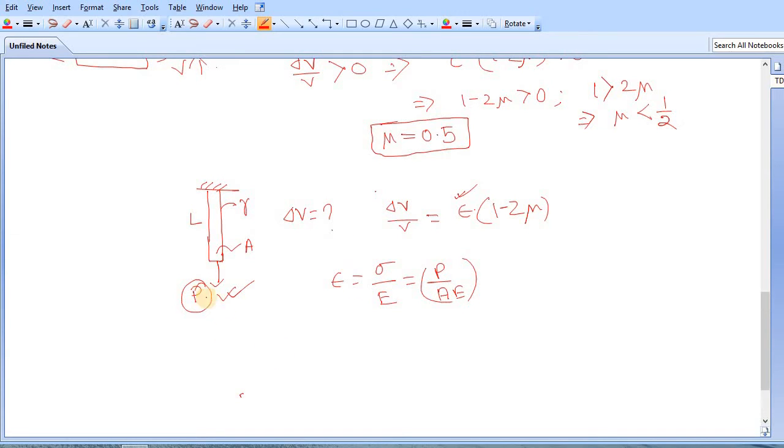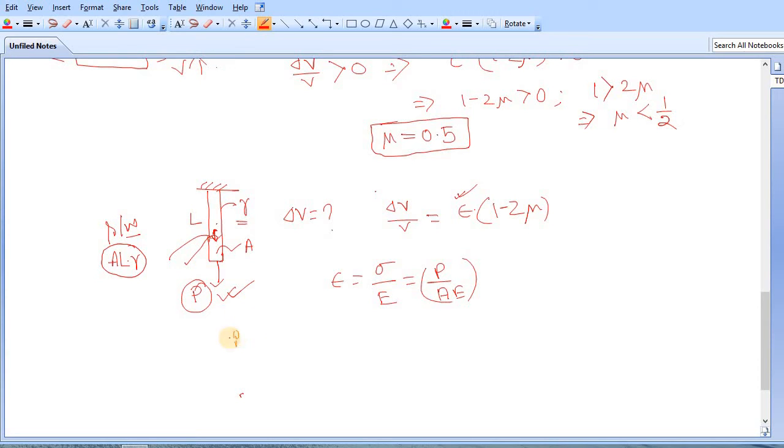And what about the self weight? What is the total self weight of this body? Simply volume A L multiplied with your unit weight, that is gamma. So this is the total self weight acting on this body, and we can assume that this is acting at the center of this body.